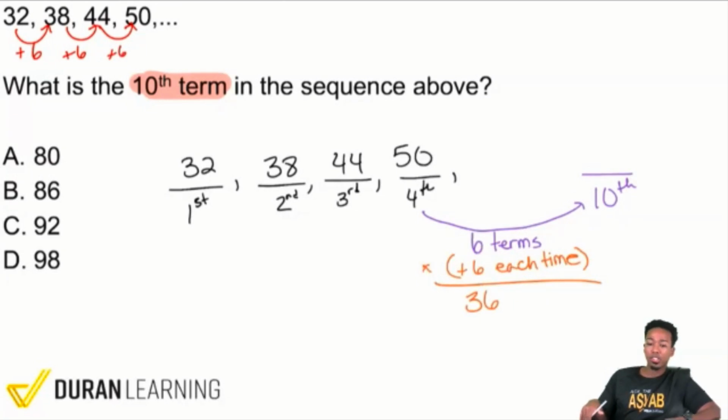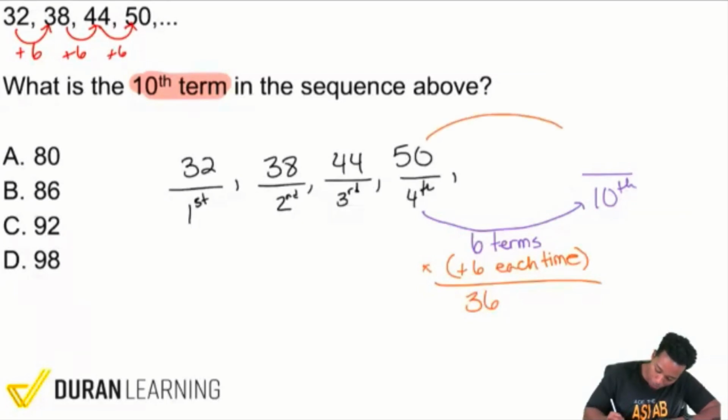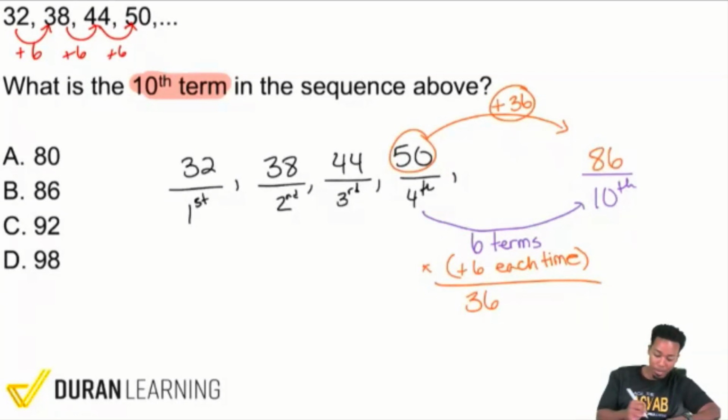Everybody, is 36 going to be the answer, or is 36 the what? What's that J word I've been using? 36 is the jump. Exactly. We are jumping by 36, which gives us 50 plus 36 equals 86. And B is going to be the answer.